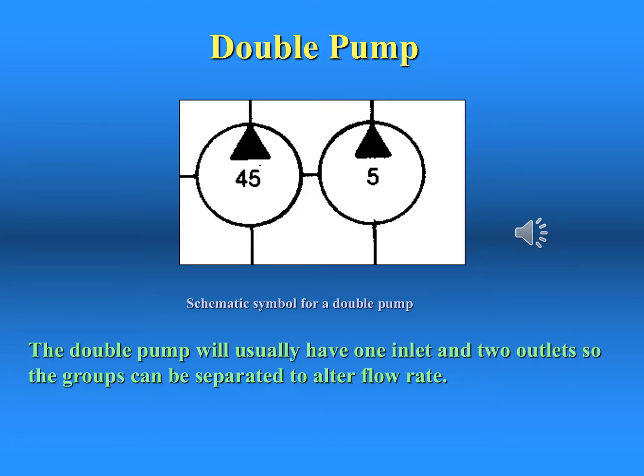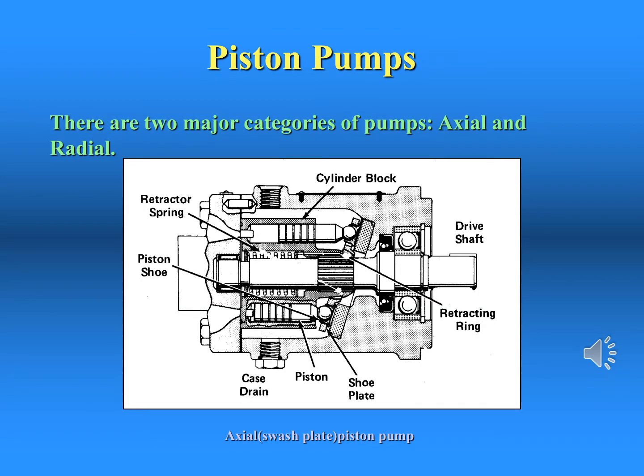This is the schematic symbol for a double pump and identifies the difference between the sizes of each group. The vertical lines are inlet and the outlet ports. The horizontal lines are the drive shafts. The piston pump is known for its high efficiency, the highest of any pump, and durability in high pressure systems. This is a section cutaway for an axial piston pump.